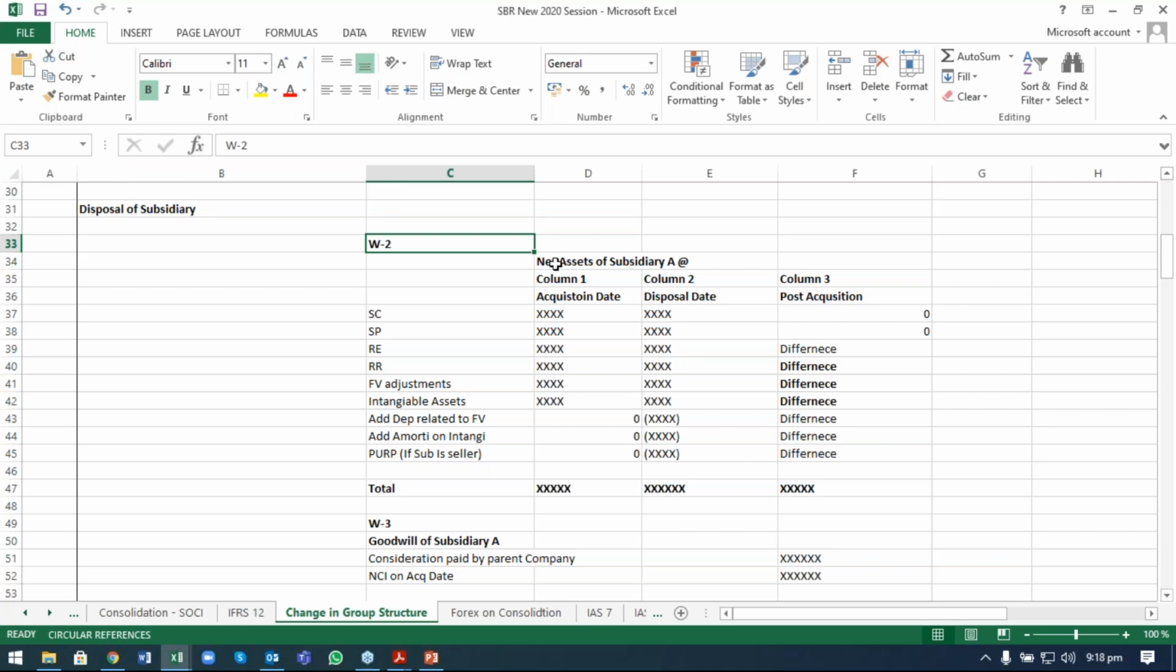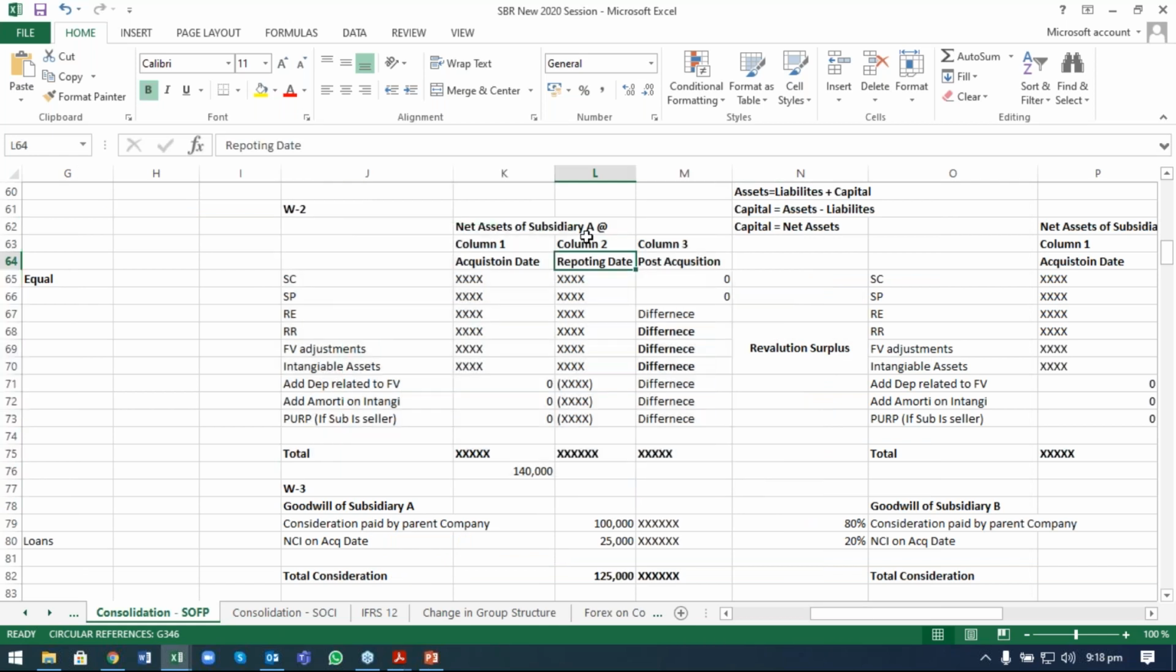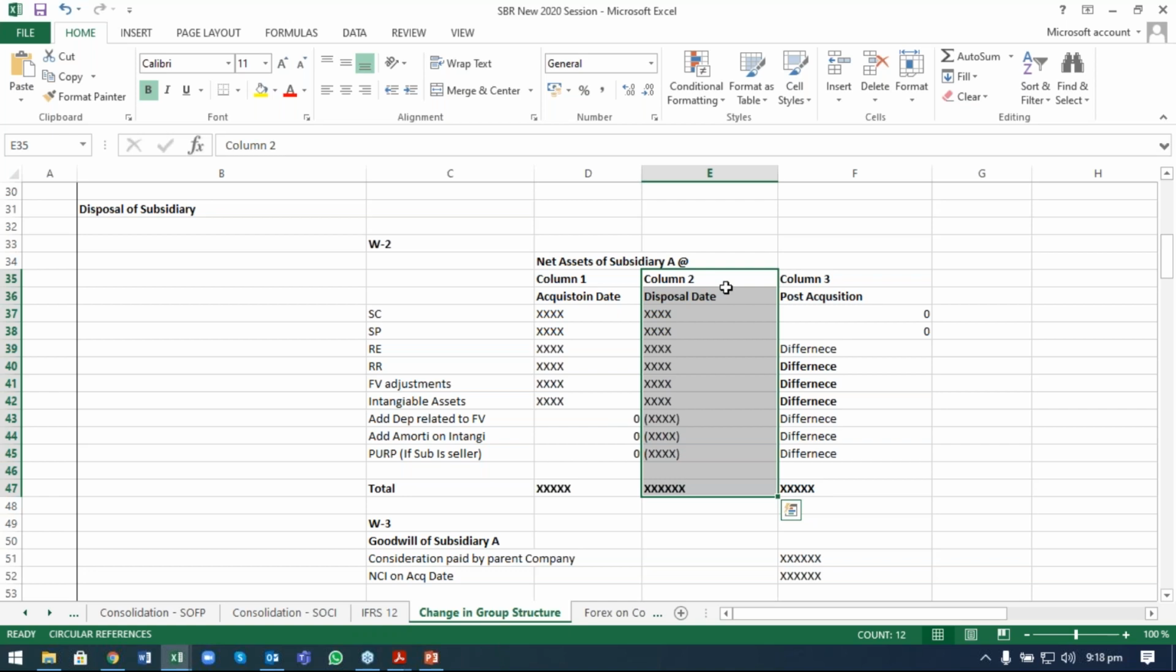How this disposal date works, we have to calculate the net assets of the subsidiary, this column. If you remember from our previous working, this column 2 relates to the acquisition date or the reporting date, and provides the net assets of the subsidiary at the reporting date. But once you are disposing of a subsidiary, this column relates to the workings for the disposal date, right? So this disposal date always works over here, and this total should be accounted for.